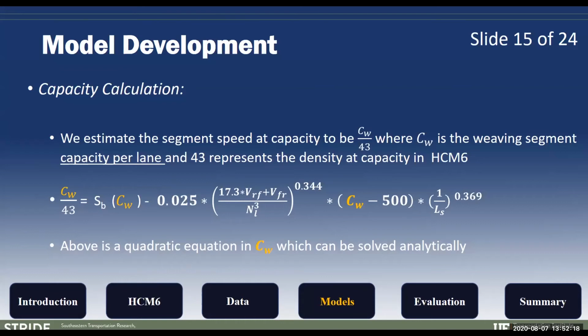And then we also calculate CW on the right-hand side, which is the individual lane volume at capacity. So again, without a lot of the mathematical computations here, this turned out to be a quadratic equation in CW, and it can be solved analytically with a closed form solution. So you can come up with a number that is consistent with the speed.